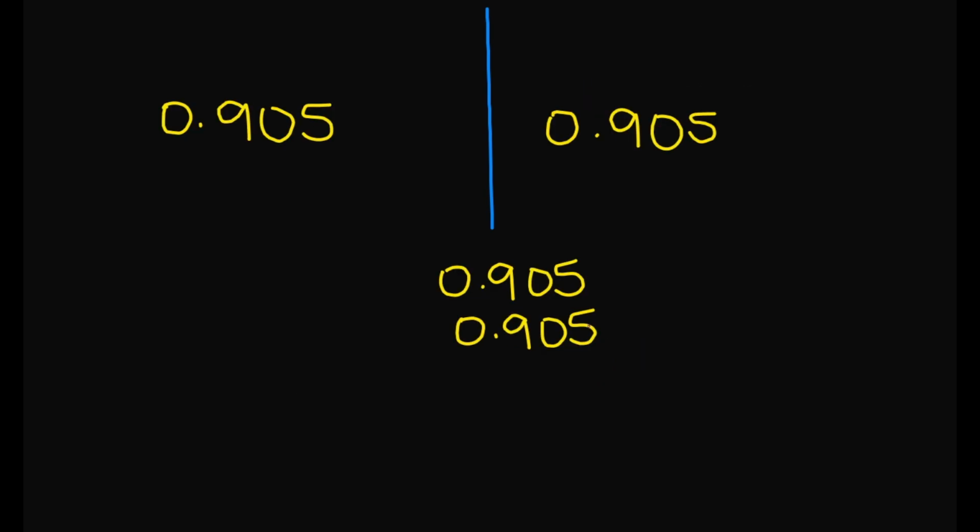0.905 and 0.905, we lined up our decimal. And notice your 0's are the same, your 9's are the same, your 0's are the same again, and your 5's. So this lets us know that these two decimal numbers here are equal. So 0.905 equals 0.905.